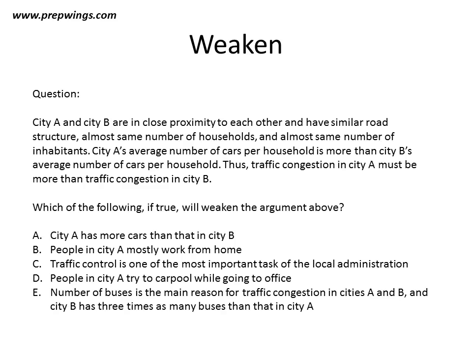Now the 5 answer options are: option A says city A has more cars than city B. Option B says people in city A mostly work from home. Option C says traffic control is one of the most important tasks of the local administration. Option D says people in city A try to carpool while going to office. Option E says the number of buses is the main reason for traffic congestion in cities A and B, and city B has 3 times as many buses as city A. So these are the 5 answer options.